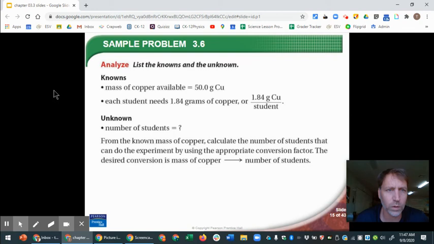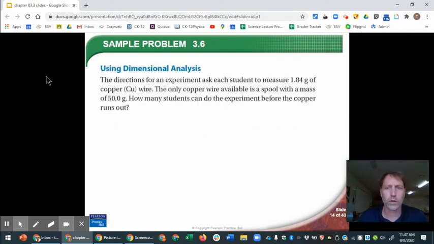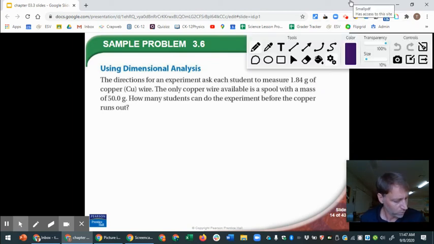So here's what we're going to do. We're going to try another one. Okay? So let's do a dimensional analysis problem that actually involves some chemistry. So the directions for an experiment ask the students to measure 1.48 grams of copper wire. The only copper wire available is a spool with a mass of 50 grams. How many students can do the experiment before the copper runs out?